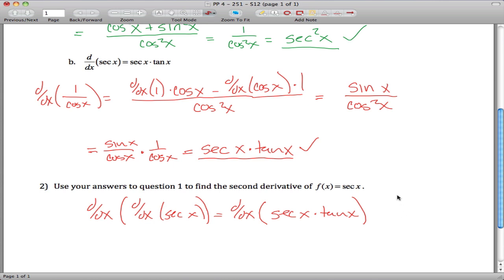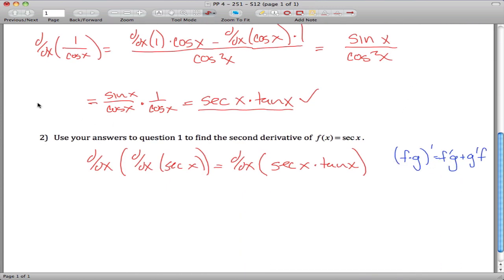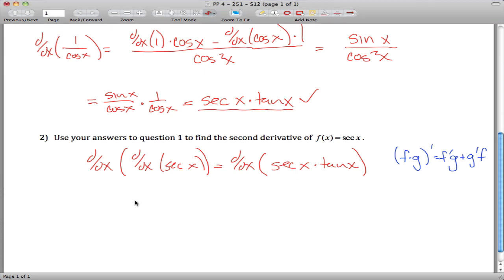What the product rule says is that the derivative of the product of functions is f prime of g plus g prime of f. Similar to our quotient rule up here, except now we're adding instead of subtracting and we've got nothing to divide by. So here is our product rule. Applying that product rule on this mess right here, it's the derivative of the first one, derivative of secant times tangent, plus the derivative of the second one, derivative of tangent, times the first one, secant.